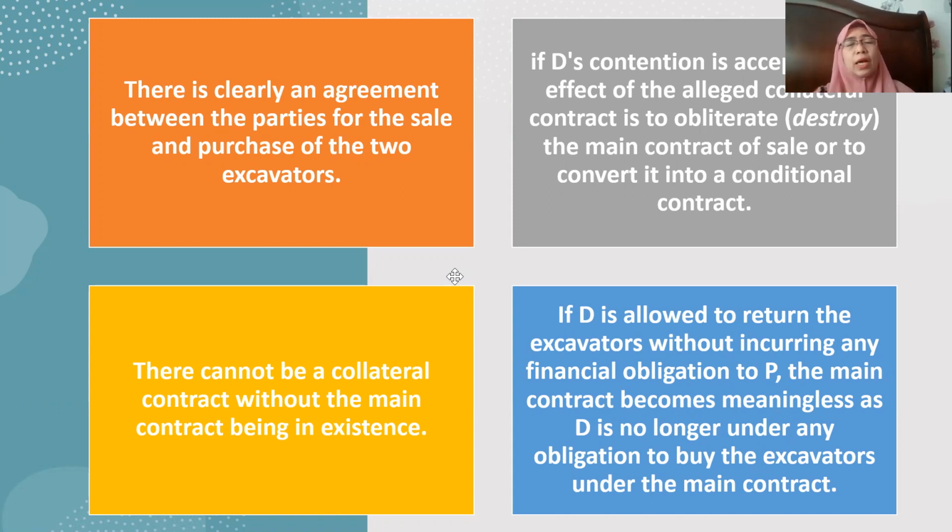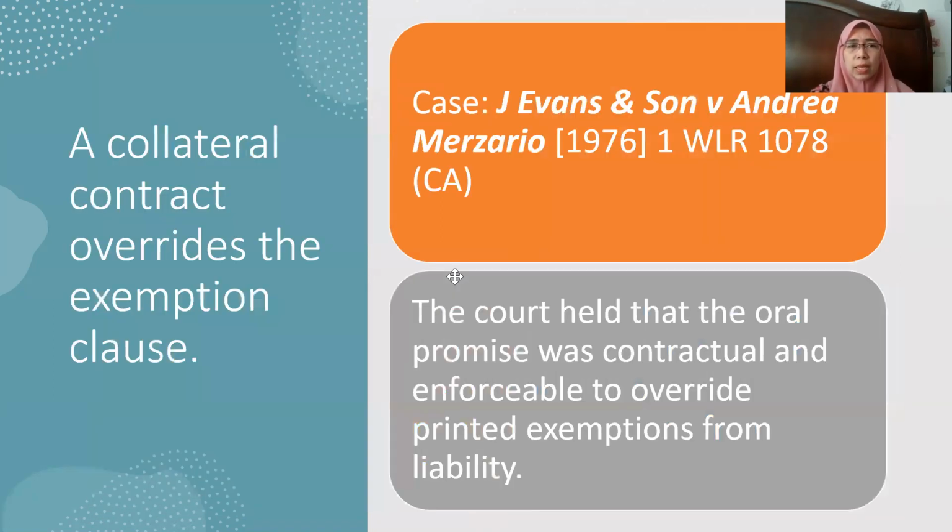And the court said, if defendant is allowed to return the excavators without incurring any financial obligation to plaintiff, the main contract, the sale and purchase of two excavators, becomes meaningless because defendant is no longer under any obligation to buy the excavators under the main contract. So remember, collateral is like the supplementary, subsidiary to the main one. So it has to exist side by side. If the main one is no longer in existence, there's no collateral contract at all. That's what the court said.